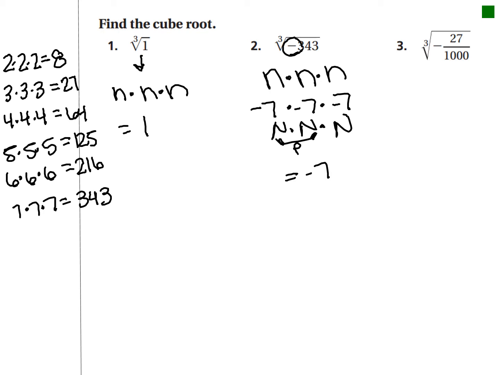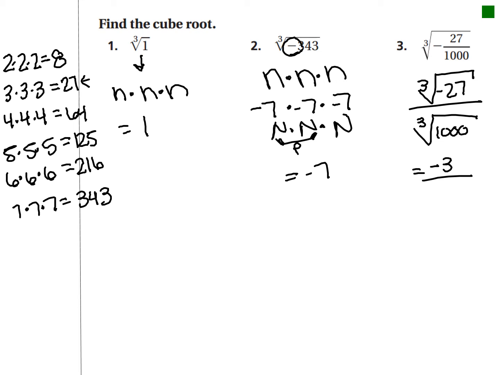Alright, for this problem, we can break it down to the cube root of negative 27 over the cube root of 1,000. Over here in my cheat, I already know that the cube root of 27 is 3, and it's negative, so it's going to stay negative 3. The cube root of 1,000 is 10 times 10 times 10, which is 1,000. And you finished. Alright, let's go ahead and start evaluating problems.